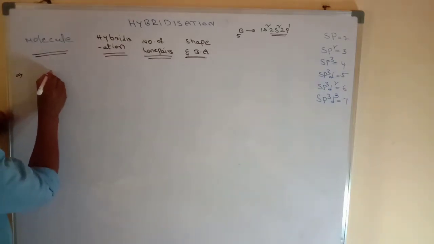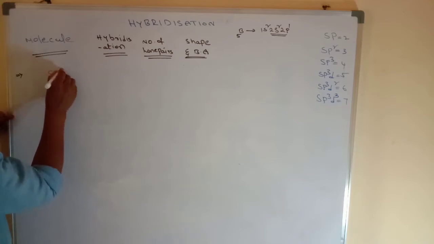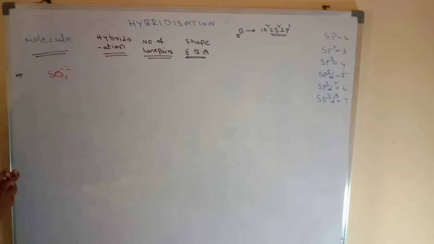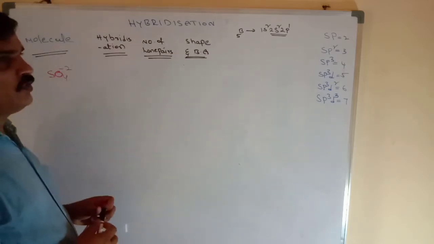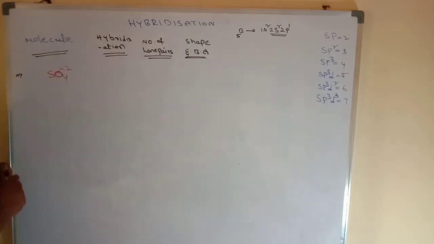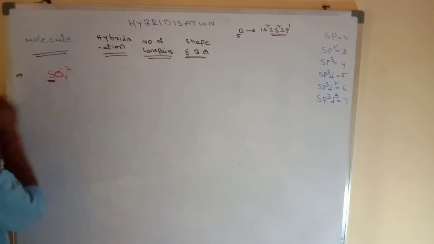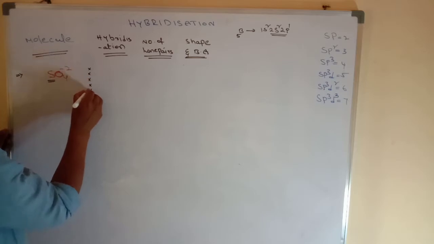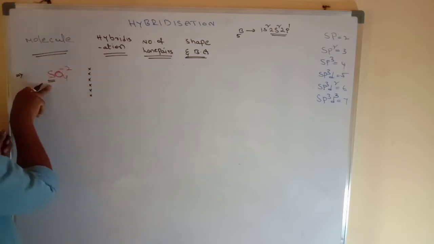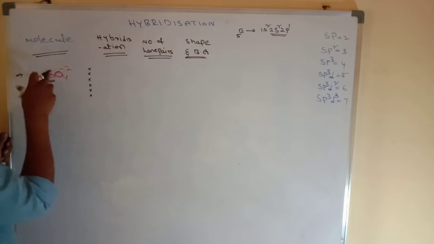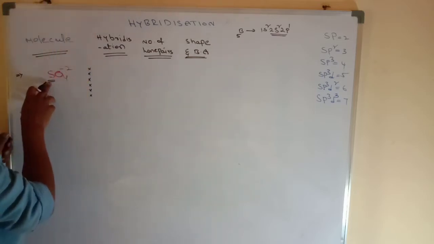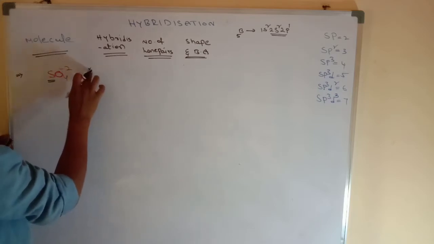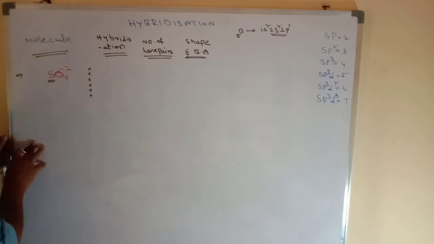Next, for example, sulfate ion, SO4 with a 2 minus charge. Which type of hybridization does it belong to? We know sulfur is a 6th group element, so write 6 dots. Sulfur's atomic number is 16: 1s2, 2s2, 2p6, 3s2, 3p4. So it belongs to the 6th group, write 6 dots.